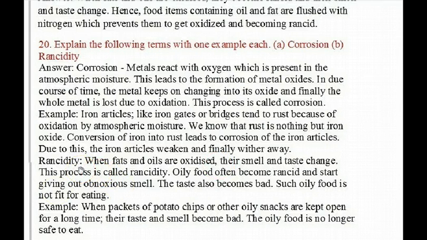Another phenomenon which we have just discussed is rancidity. When fats and oils are oxidized, their smell and taste change. This oxygen is supplied by the air, remember. This process is called rancidity. Oily food often becomes rancid and starts giving out an obnoxious smell. The taste also becomes bad, and in fact in case of a takeaway item you throw it away. So such oily food is not fit for eating. An example is potato chips or other oily snacks kept open for a long time. If we do so, then they become bad in taste and smell.